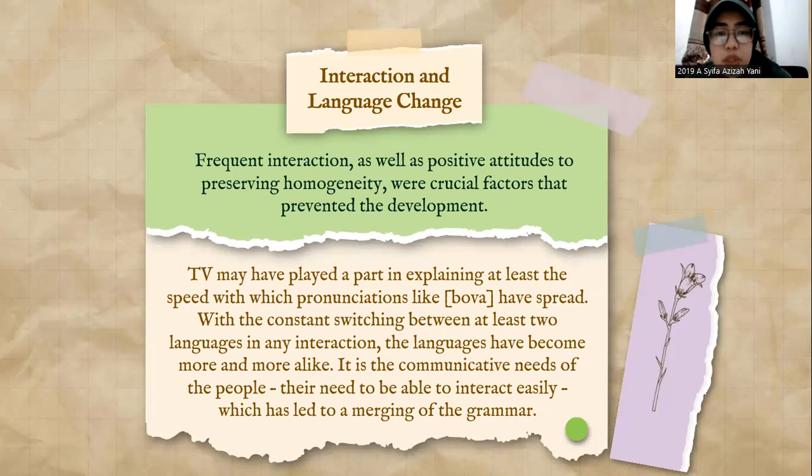And with the constant switching between at least two languages in an interaction, the languages have become more and more alike. It is the communicative needs of the people, their need to be able to interact easily, which has led to a merging of the grammar. On the other hand, each group also wants to be identifiably distinct, and this has led to the maintenance of differences at the vocabulary level. One pair of linguists commented that this is the linguistic equivalent of having your cake and eating it too.